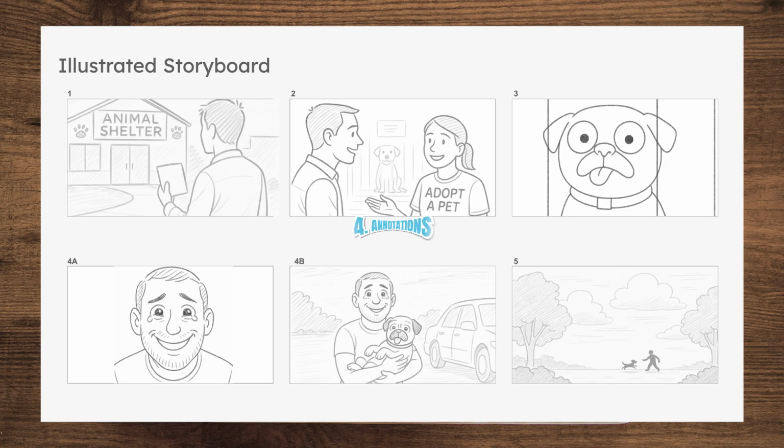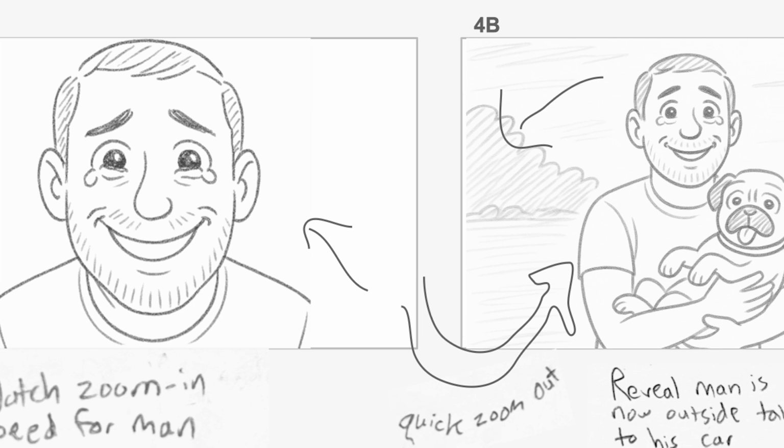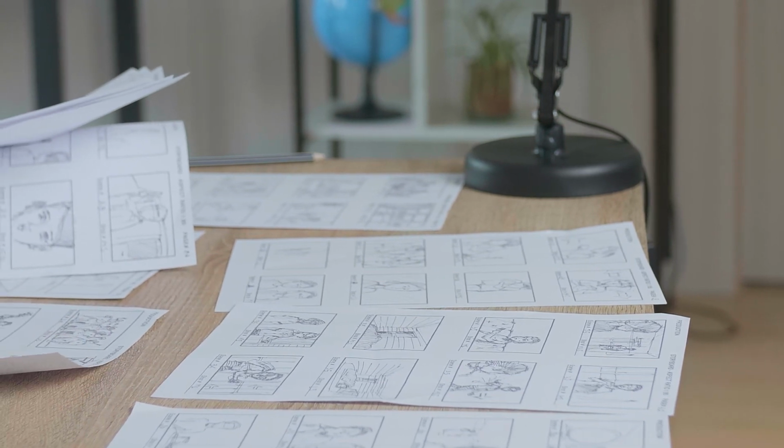And finally, annotations. These little notes help explain action, dialogue, or camera moves when needed. Sometimes they're super detailed, and other times they're skipped altogether if the drawings already communicate the moment perfectly.